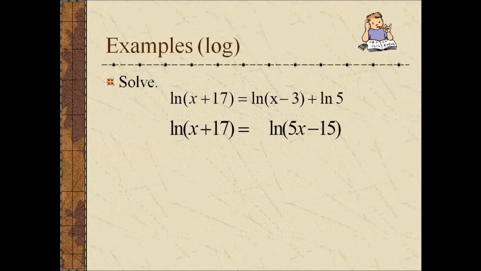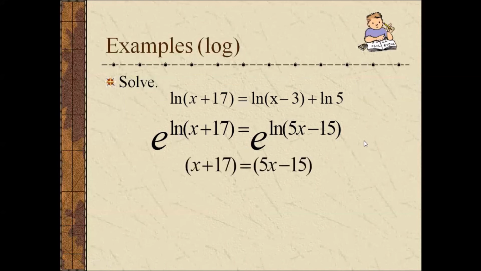So we're going to use e to cancel out natural log. Raise both sides as a power of e. e and natural log will cancel out on the left side. e and natural log will cancel out on the right side, just leaving us with x plus 17 equals 5x minus 15. So we'll get all the x's on one side, all the numbers on the other side. 4x equals 32. Divide both sides by 4, and we have our solution.